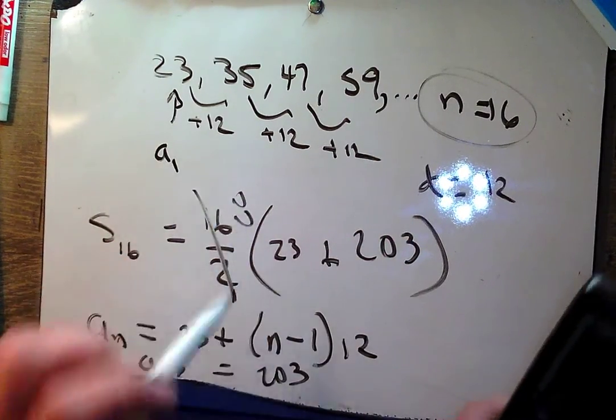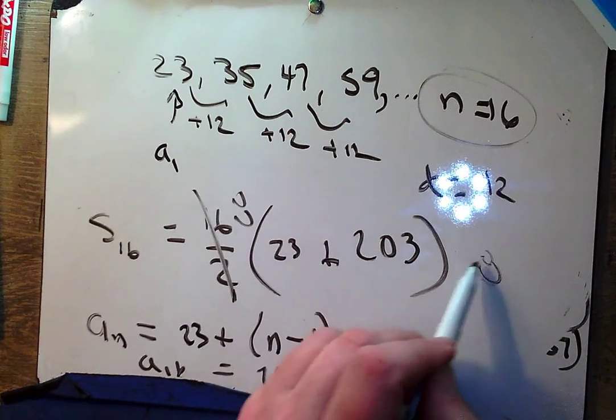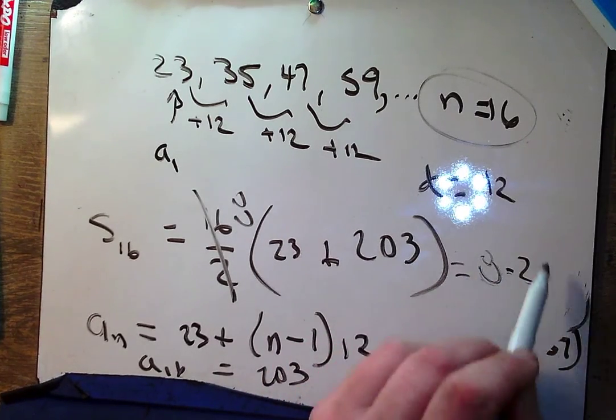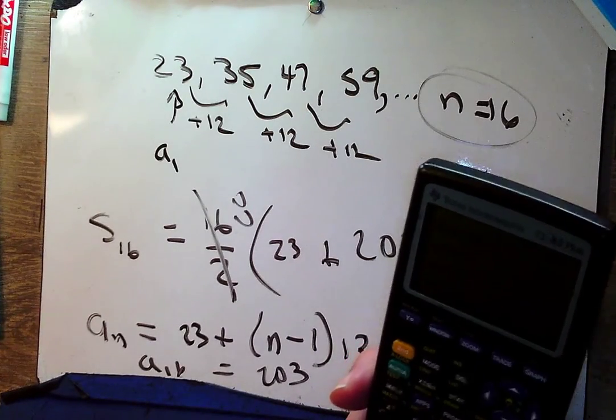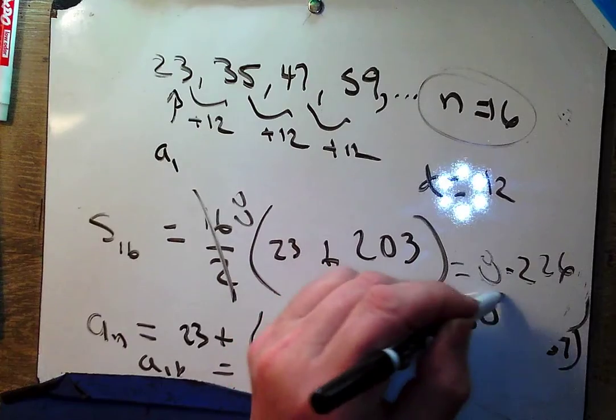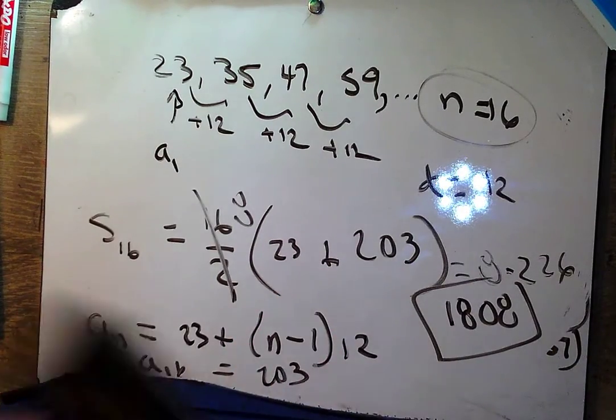That's going to be 8 times 226. 8 times 226. And I get 1808 as my sum.